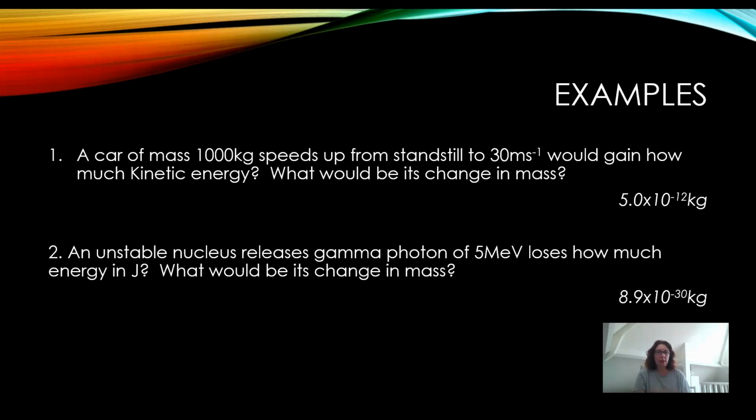and then see if you get the right answer. For 2, you need to convert mega electron volts into joules. So remember that would be 5 times 10 to the 6 times 1.6 times 10 to the minus 19.